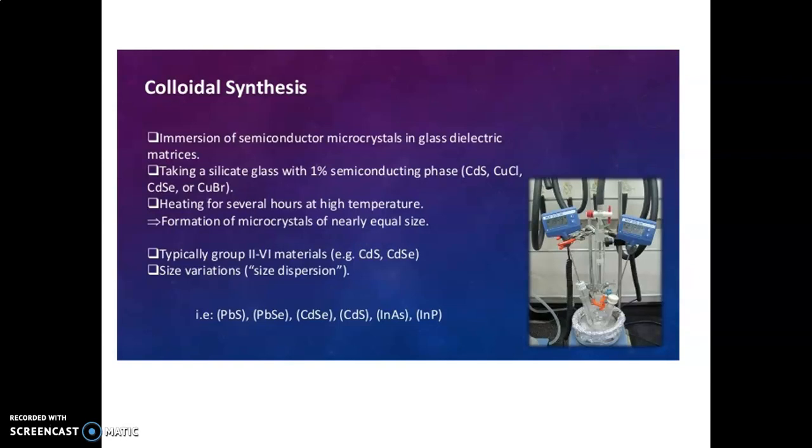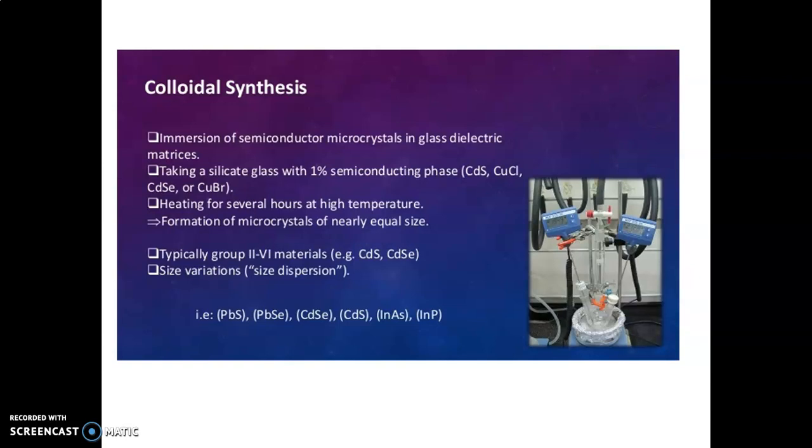One is cadmium sulfate, copper chloride, then cadmium selenium, then copper boron. These are the things we use as the semiconductor phase. With that we are considering a silicate. Combining with this, we are heating for several hours at various high temperatures.